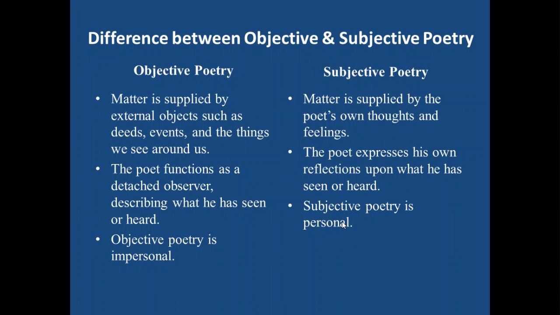The second point in objective poetry is that the poet acts as a detached observer. He acts as a detached observer and describes what he has seen, what he sees in and around him, or what he has heard. He will be a distant observer in objective poetry. But in subjective poetry, he expresses his own reflections upon what he has seen, heard, or experienced. On those things, on those events, he expresses his own thoughts and his own feelings.